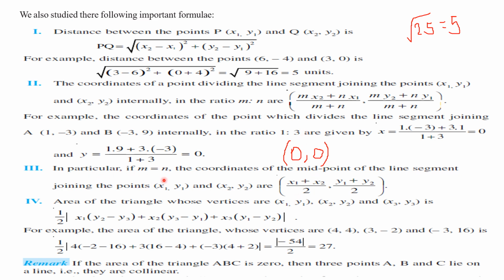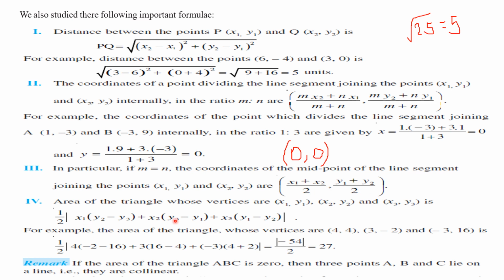If m is equal to n, that means it is the midpoint. This is nothing but the midpoint. The coordinates of the midpoint of the line segment joining the points (x1, y1) and (x2, y2) are ((x1 plus x2) by 2, (y1 plus y2) by 2). Okay, my children, do you remember this formula?